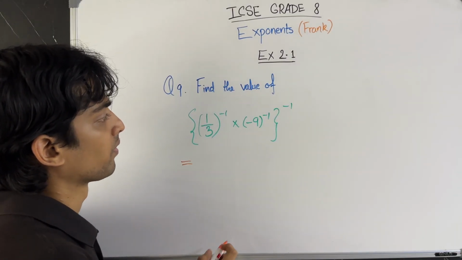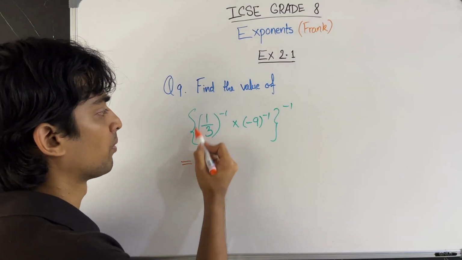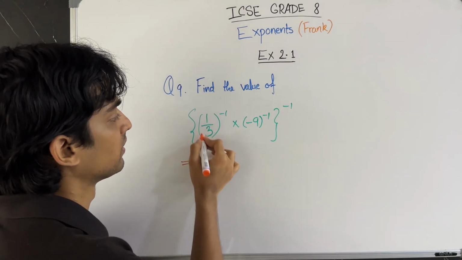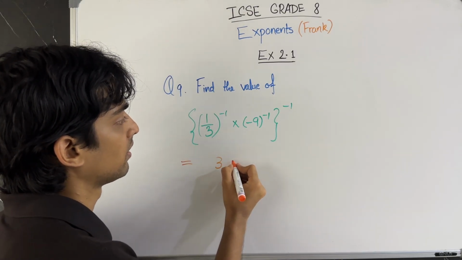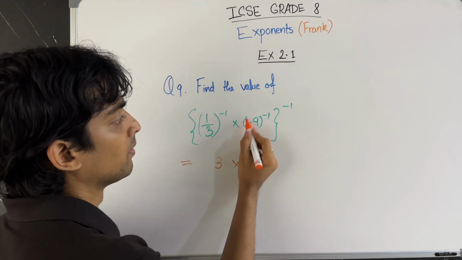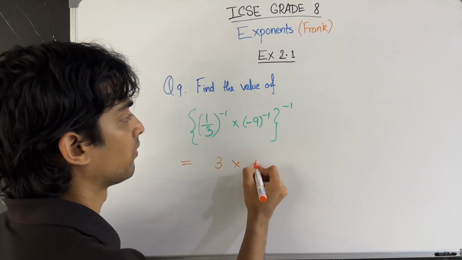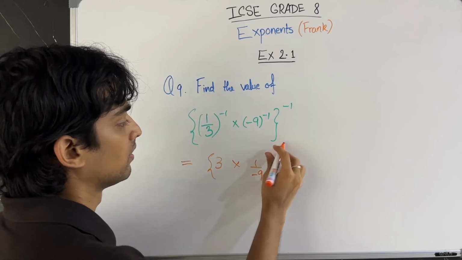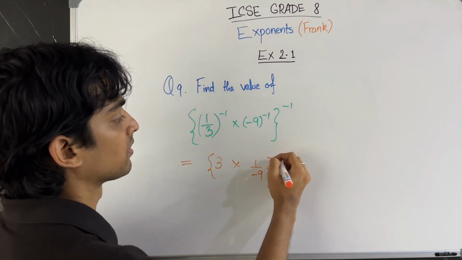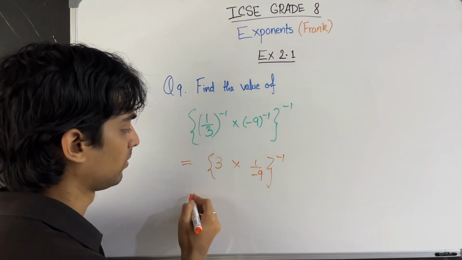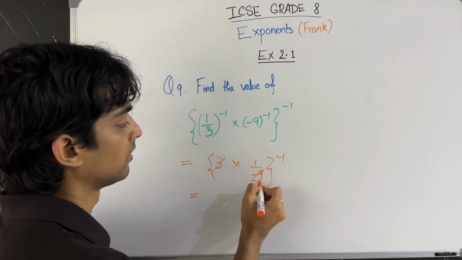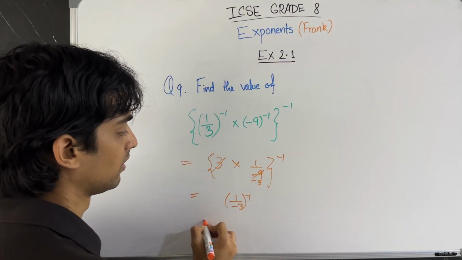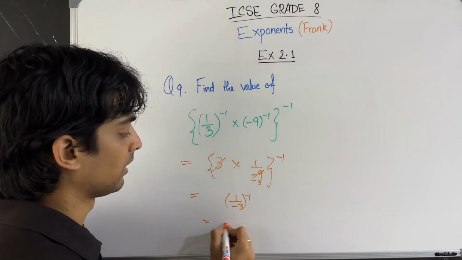Question 9. Now first we'll solve the inner brackets. So 1 upon 3 the whole raised to minus 1 is nothing but the reciprocal of this inside part. So here 3, and here the minus sign is getting reciprocal. So we'll get 1 upon minus 9. This whole thing is raised to minus 1. So now we can cancel this. So we get 1 upon minus 3 the whole raised to minus 1. So we reciprocal this again, so we get minus 3.